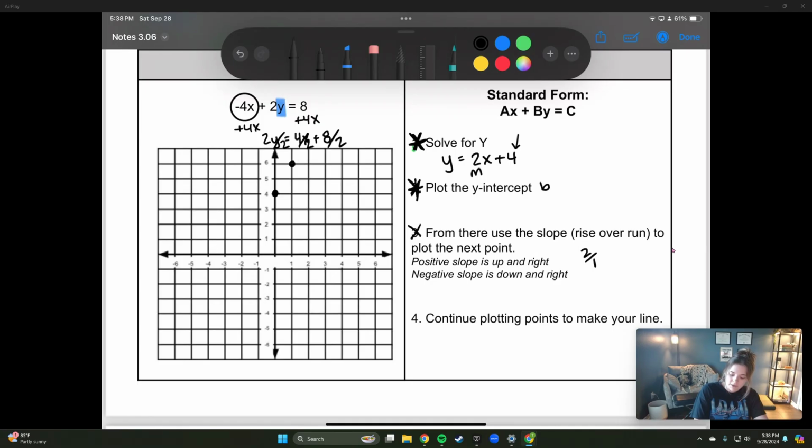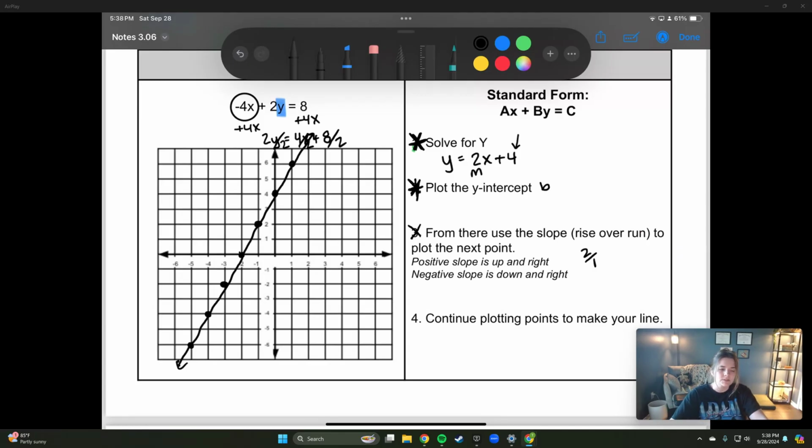Now, I stop right there, but I can work in reverse by go left 1, down 2, right? That's not the way we normally work it, but if we have to get our whole line, we are going to have to kind of work in reverse here to figure out what that slope is. And then there you go. You have got your line. Okay, and there you go. You've done all 4 steps.